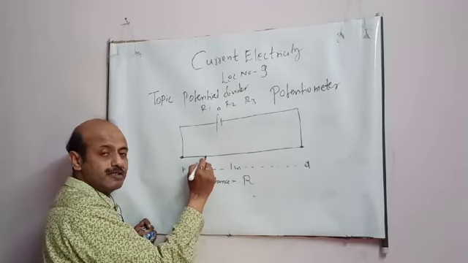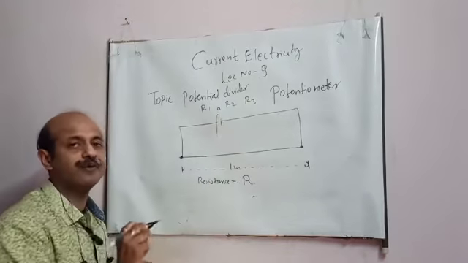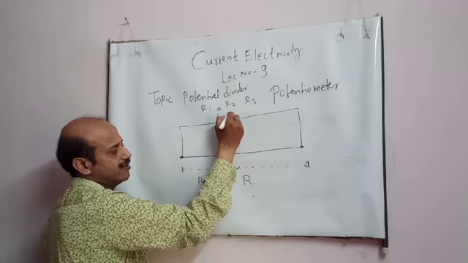This is not a conductor. This is a short circuit. It is a wire which is made of alloy. This battery, students, I am taking say 10 volt.